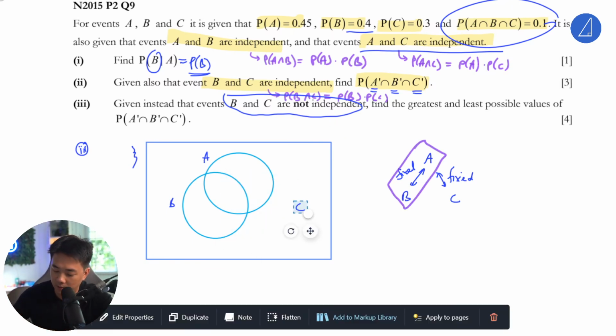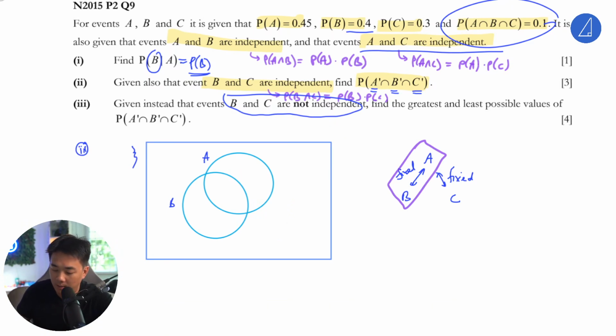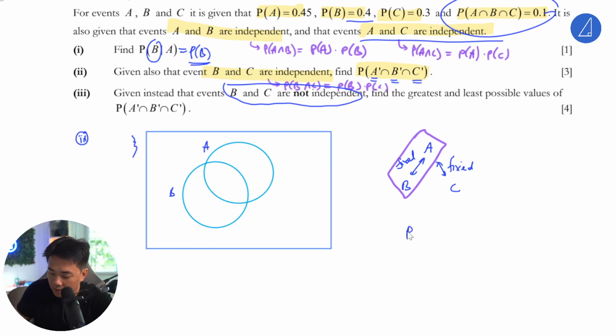So in this case here, I'm gonna just put A and C here. So now I'm gonna just write down P(A). We know that P(A intersect B) is, because they are independent, right? So essentially, in this case, what we have is P(A) times P(B). So this will be 0.45 multiplied by 0.4. So here will be 0.18.